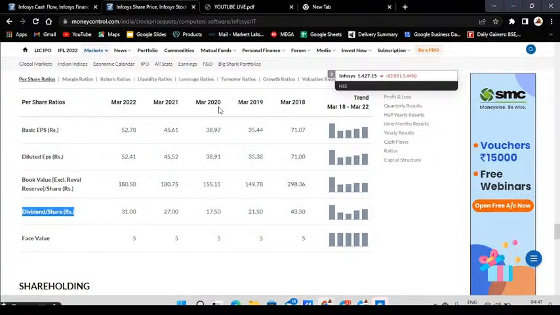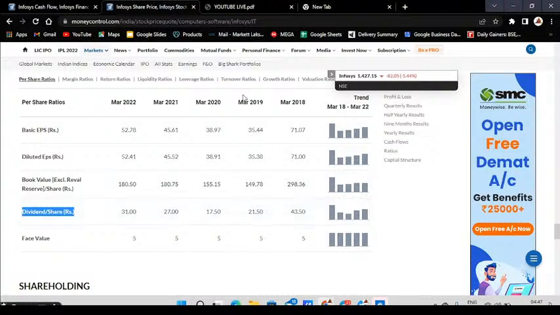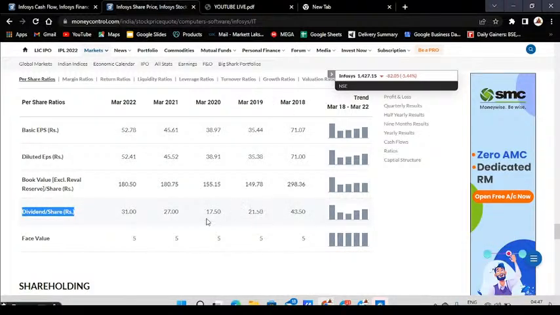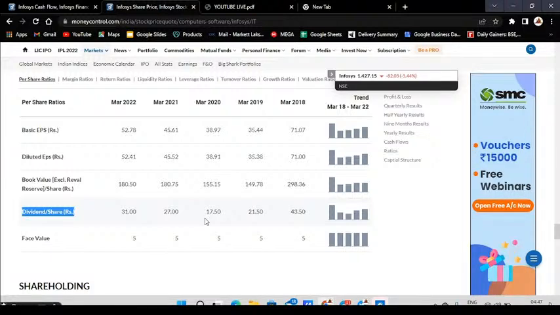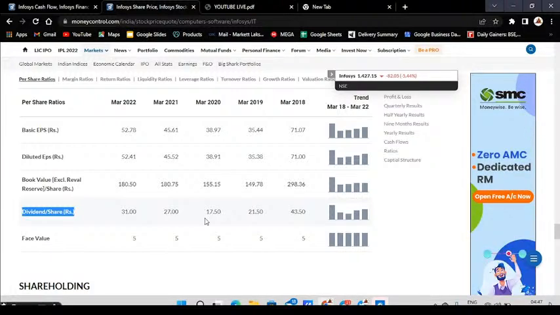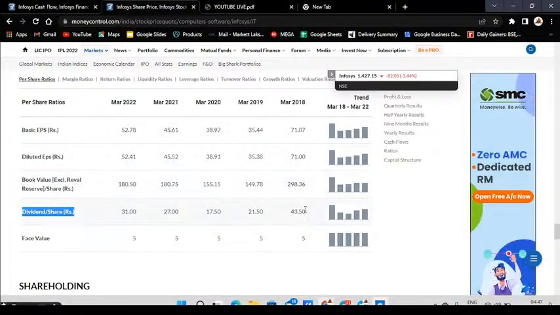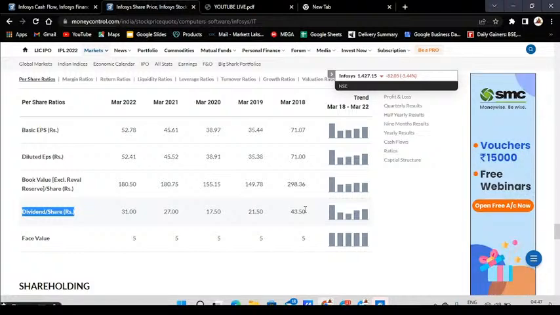March 2020, 17.50 paise. March 2019, 21.50 paise. It reduced in 2020. Everybody knows COVID hit. COVID was there. March 2018, 43 rupees 50 paise.